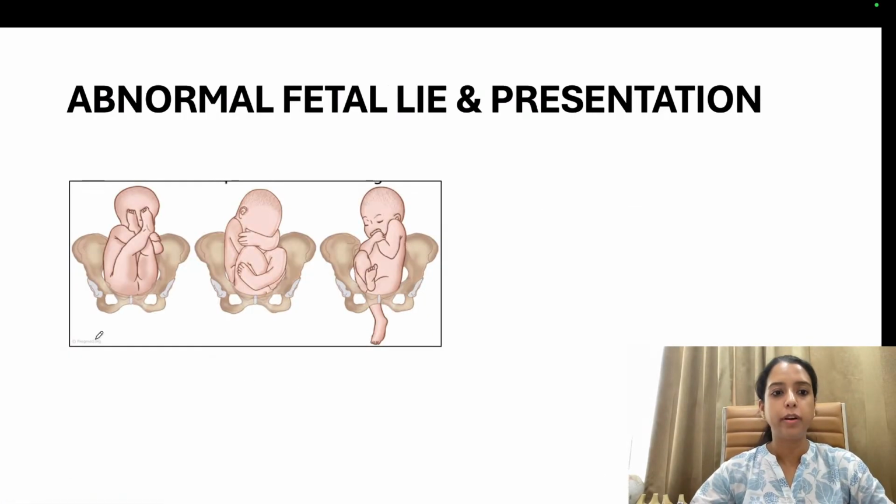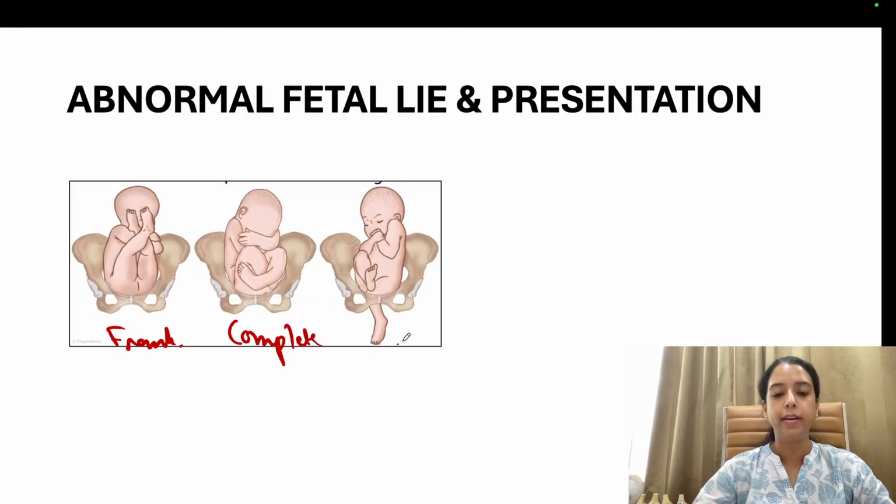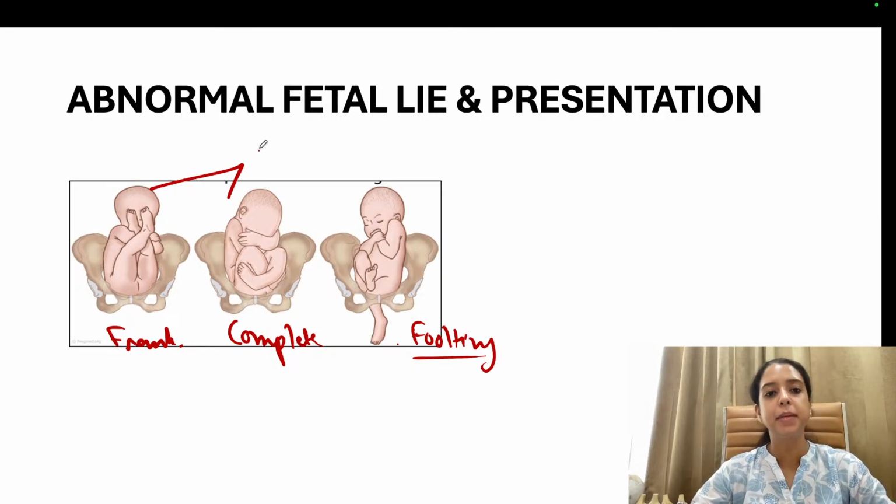Abnormal fetal lie presentation. What is this? Breech. This one is frank breech, where the legs are extended. This one is complete breech. And this one, incomplete breech or footling breech. Which of these can I deliver vaginally? I can try delivering them vaginally. इसे हम कहते हैं trial of breech delivery. I can deliver frank breech or complete breech vaginally, but not footling breech. I can't deliver it vaginally.